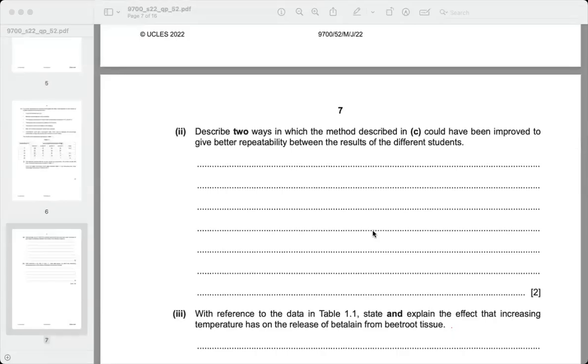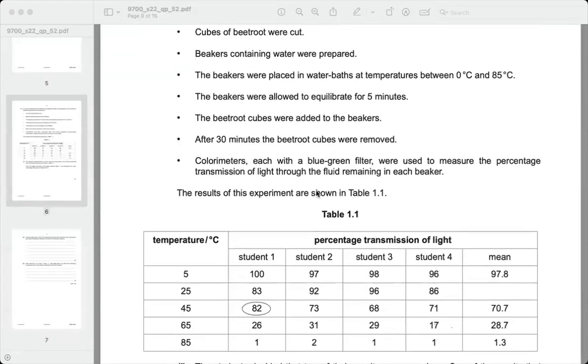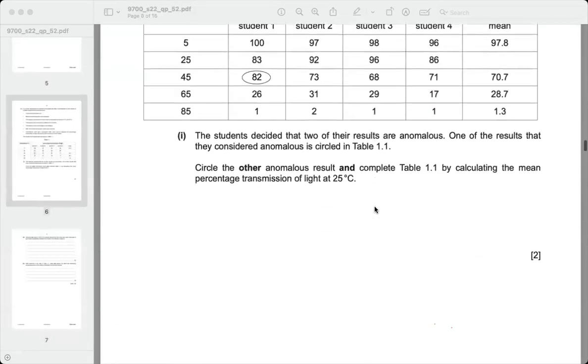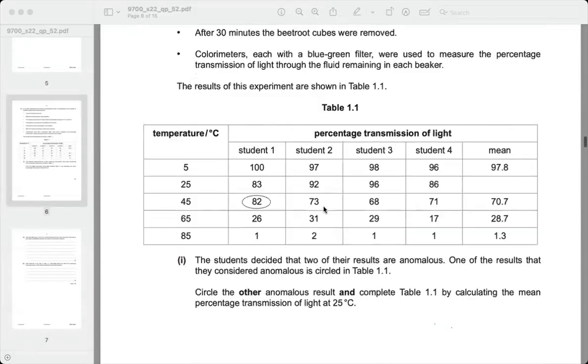Now comes the next question. So the C second part comes in. Describe any two ways in which the method which was described in C has been improved to give better repeatability between the results of different students. Now they are saying that how do you think this has been changed so that it describes two ways in which this method could have been improved. So here you have to think of what all can be used.